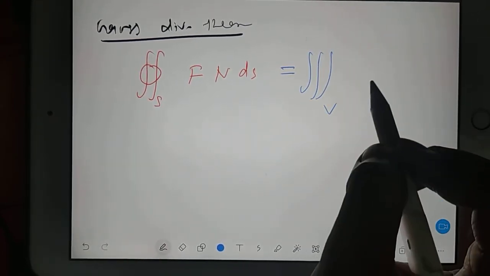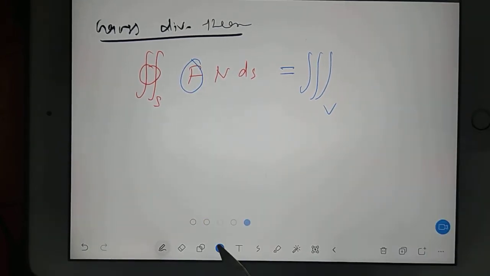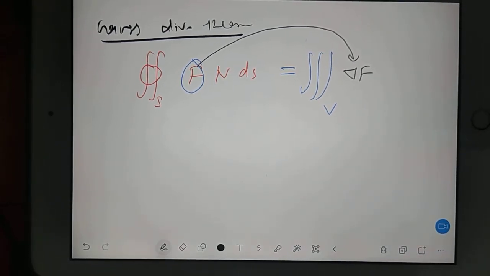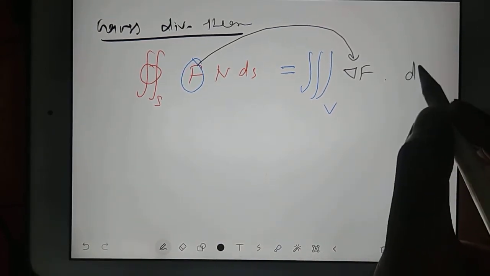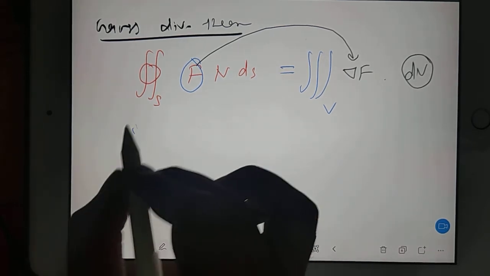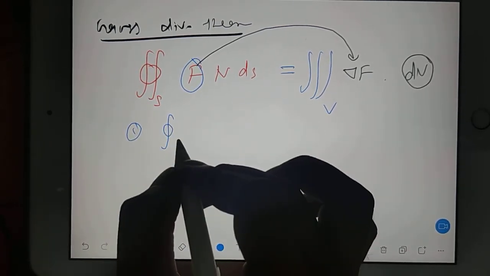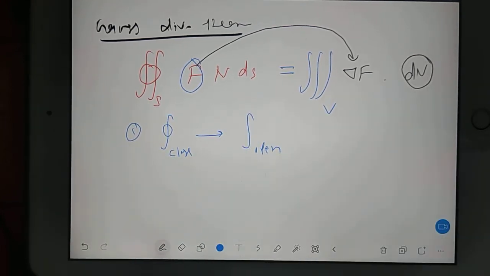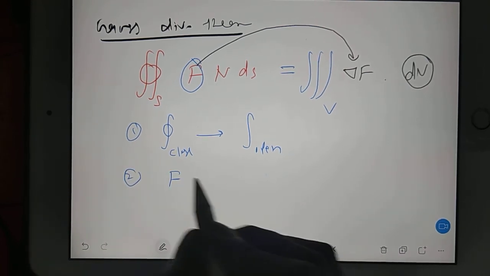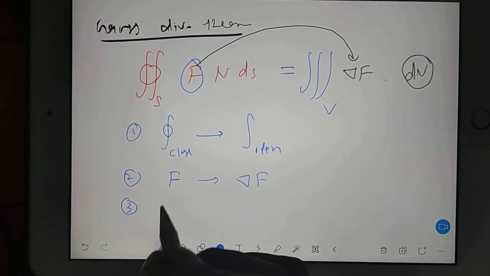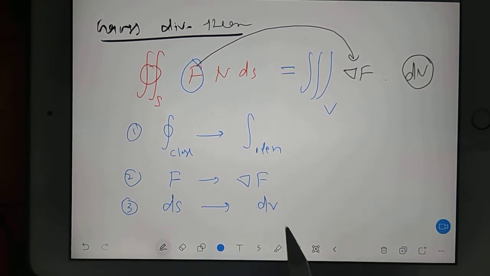It means a triple volume integral will come, and you will use this F and convert it into this, divergence of F. Okay, you know how to convert this. And after that, you will put dV. dV means volume integral. Actually what is happening here, there are three changes we are making. Closed integral will convert into open integral. And second change, your F is converting into divergence of F. And third change, your dS is converting into dV.